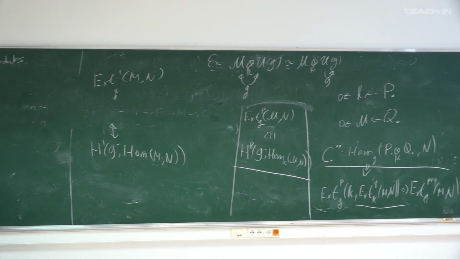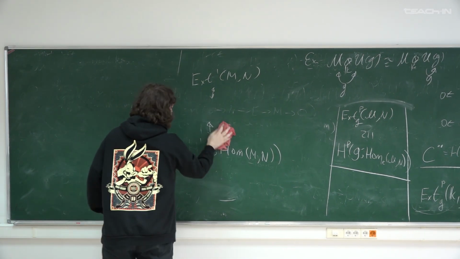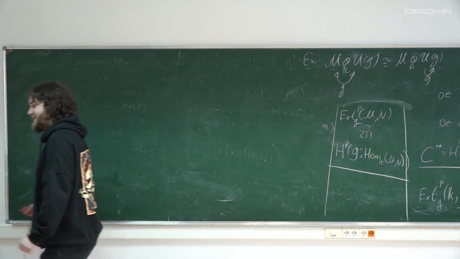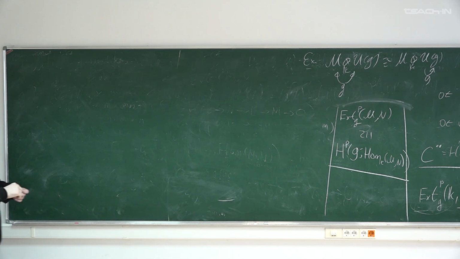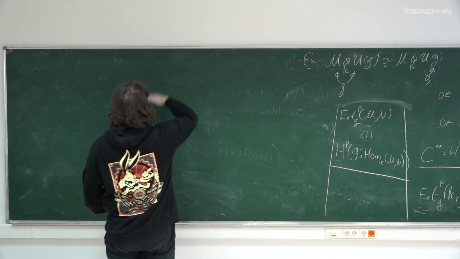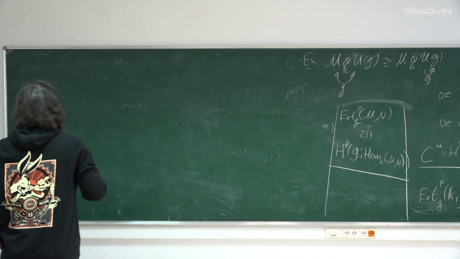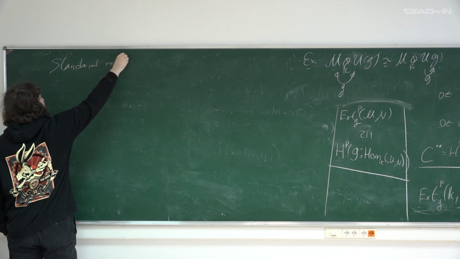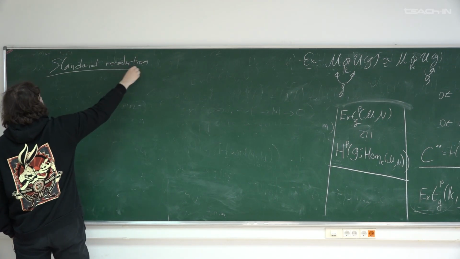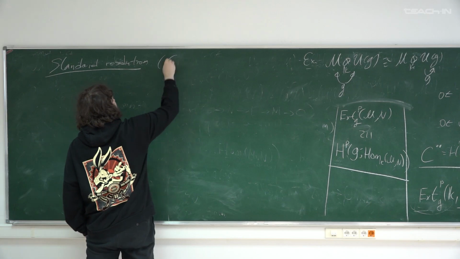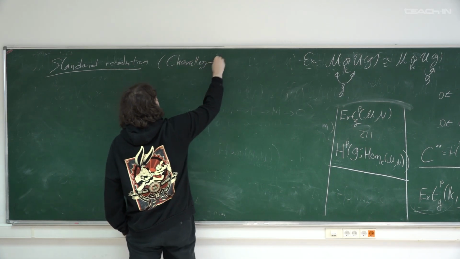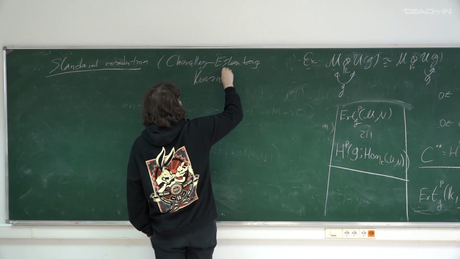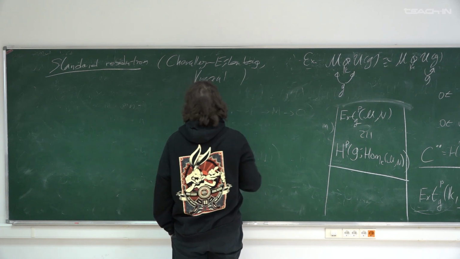Something new is the standard resolution for Lie algebras, which will allow us to explicitly calculate, for example, the action of a quotient on the abelianization of a subalgebra. Standard resolution. It's the so-called Chevalley-Eilenberg resolution, or just the Koszul resolution, because in fact it's just a generalization of the Koszul resolution.